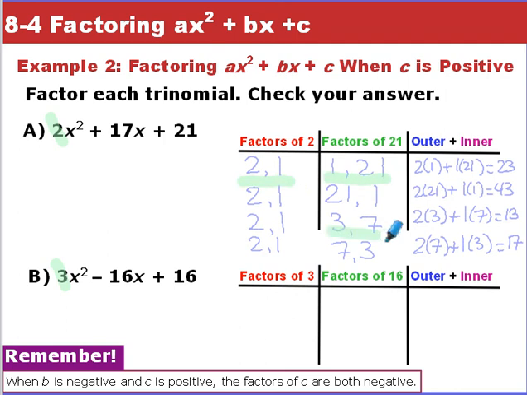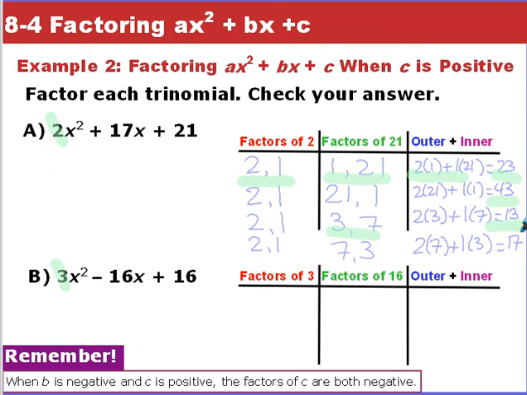So I kept my factors of 2 going down, 2 and 1, and then the factors of 21: 1 and 21, or 21 and 1, 3 and 7, or 7 and 3. Then I took 2 times 1 plus 1 times 21, got 23, so the first one doesn't work. Then 2 times 21 plus 1 times 1 is 43. That doesn't work. 2 times 3 plus 1 times 7 is 13.